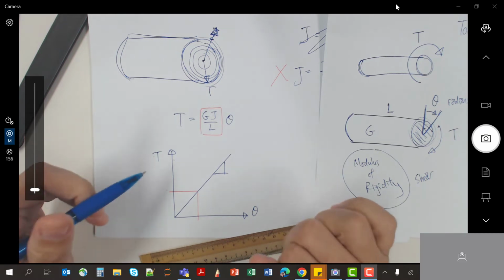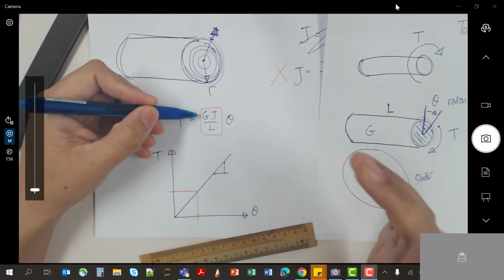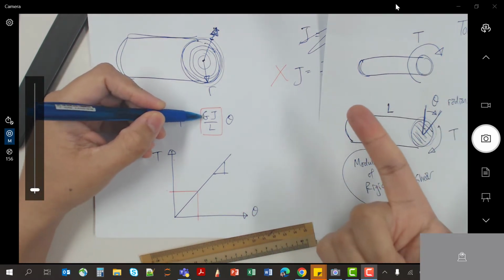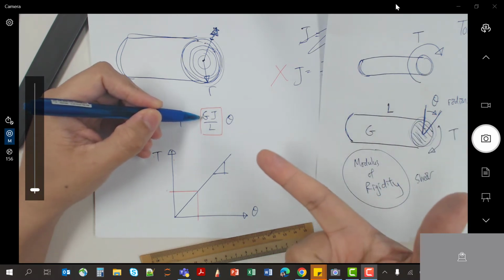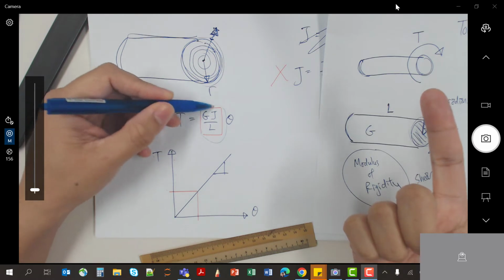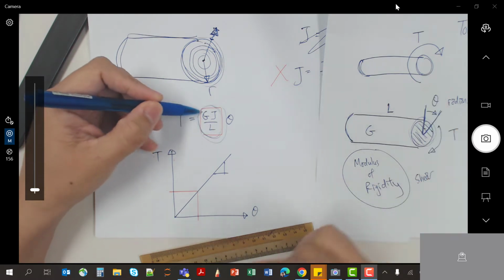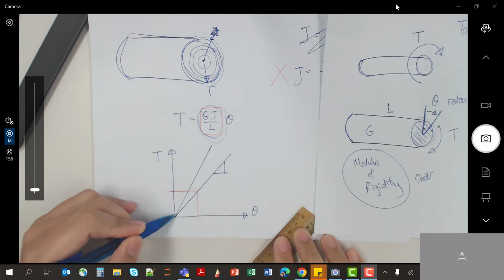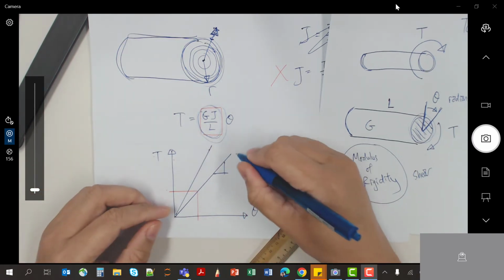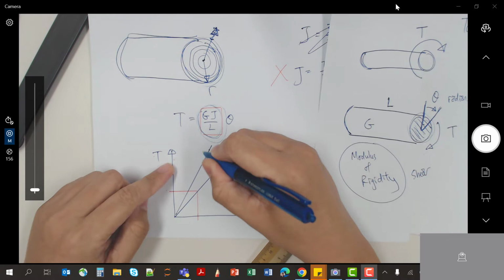If you compare, let's say, aluminum with steel, the G of aluminum is definitely lower than the G of steel. So what does that mean? The gradient for steel will be higher, so the gradient for steel will be steeper. So let's say this is aluminum, and this is steel.